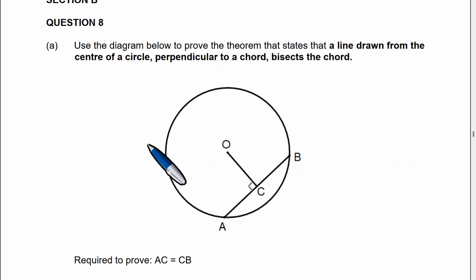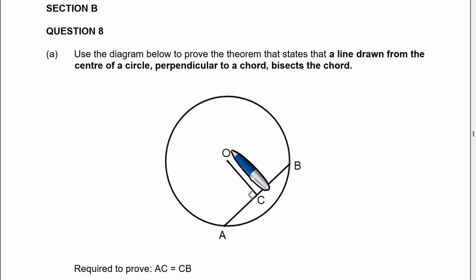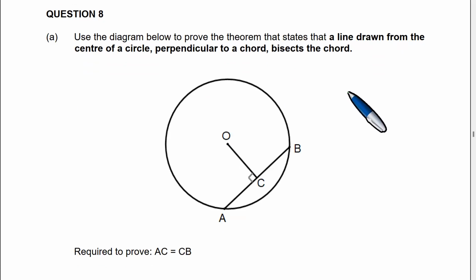Right, the next thing is we need to prove this result here. Section B is about proving more circle geometry. Use the diagram below to prove the theorem that states that the line drawn from the center of a circle perpendicular to a chord bisects the chord. Here it is.